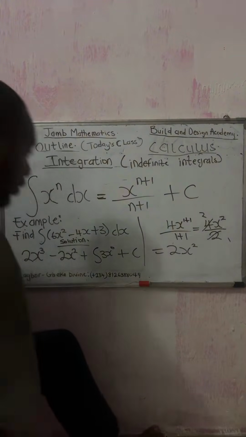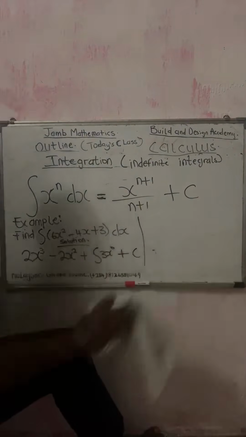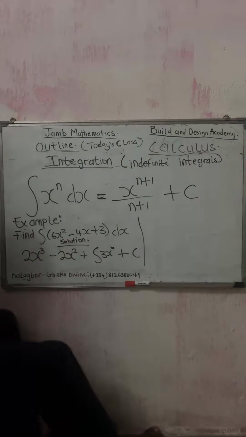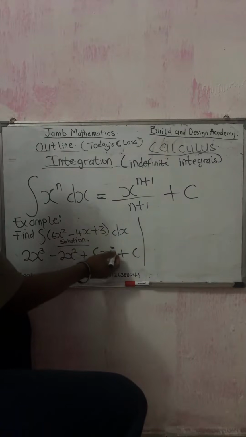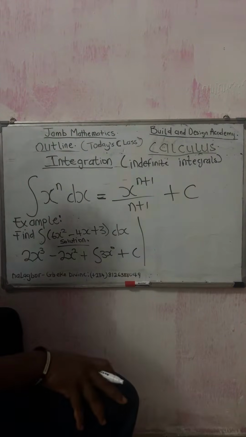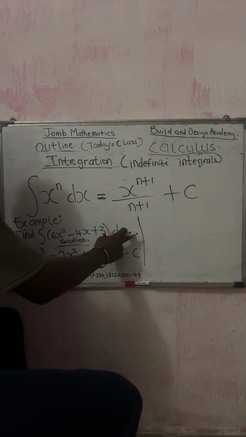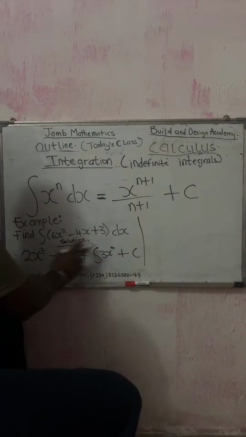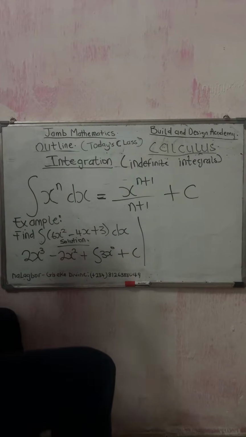Next up, we integrate the third part. This was 3 here. I added x raised to the power 0 because there's an x here, but there's no power. Since we are differentiating everything with respect to x, x must be in all of them. So if there's no x here, you add x raised to the power 0, so that you won't be confused.